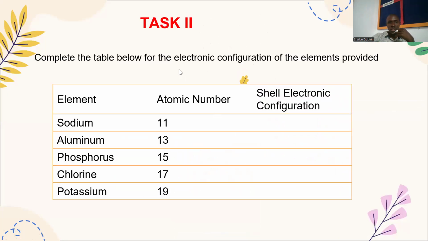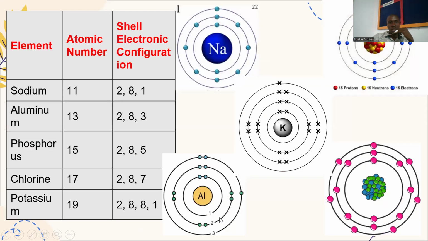Okay, and then another task. So complete the table below for the electronic configuration of the element provided. Sodium, and then aluminum, phosphorus, chlorine, potassium. So I think by now you should be able to do this. You can pause the video and test yourself. So these are the answers. These are the Lewis structures.